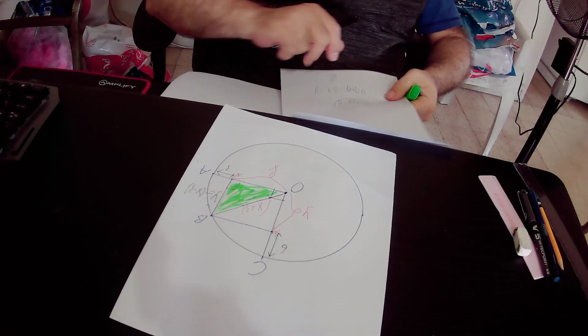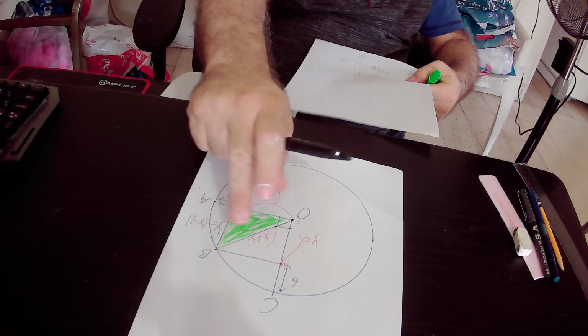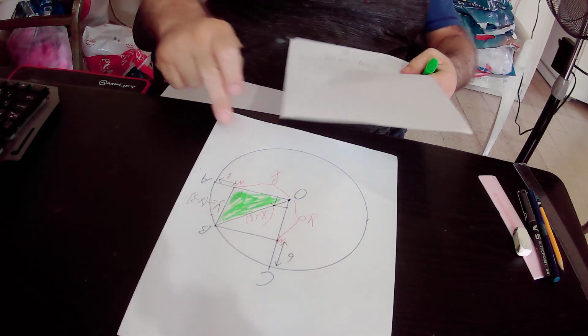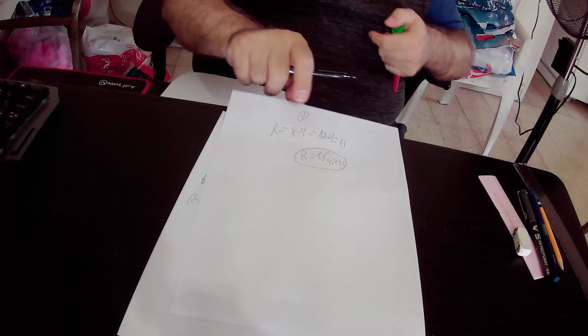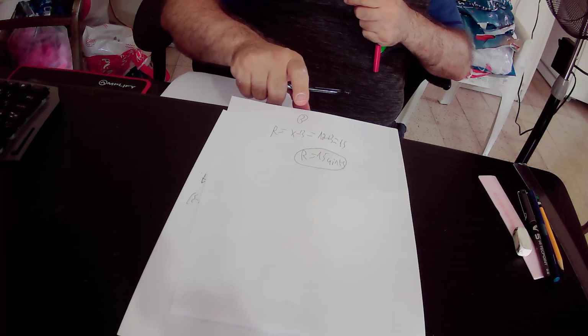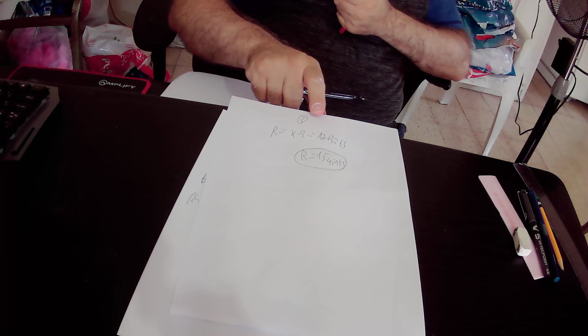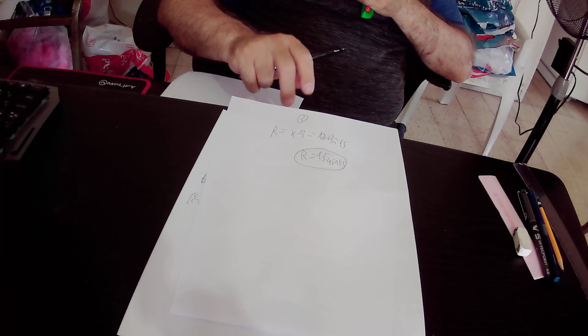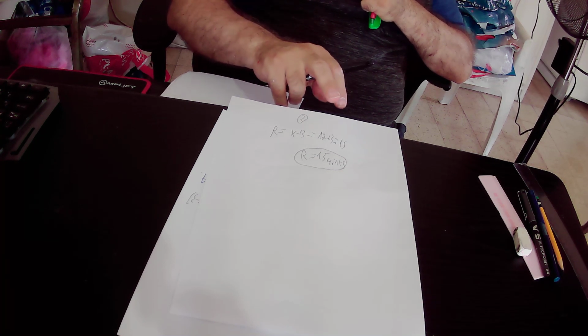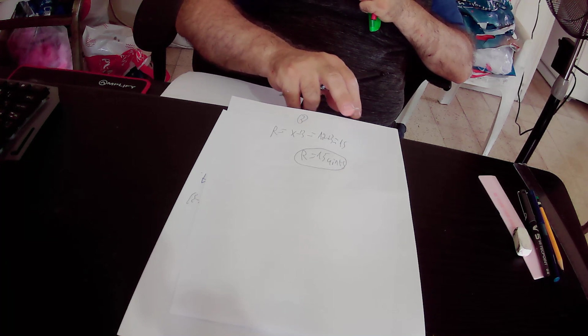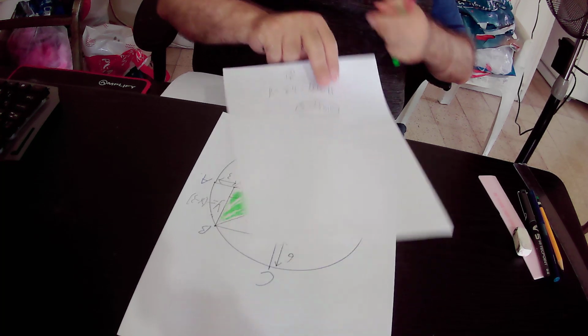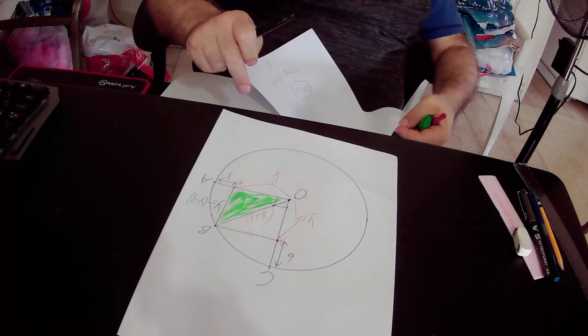As I've already told you, the radius of this circle equals x plus 3. And we now found out that x equals 12, so the radius of the circle is 12 plus 3. 12 plus 3 is 15, so the radius of this circle is 15 units.